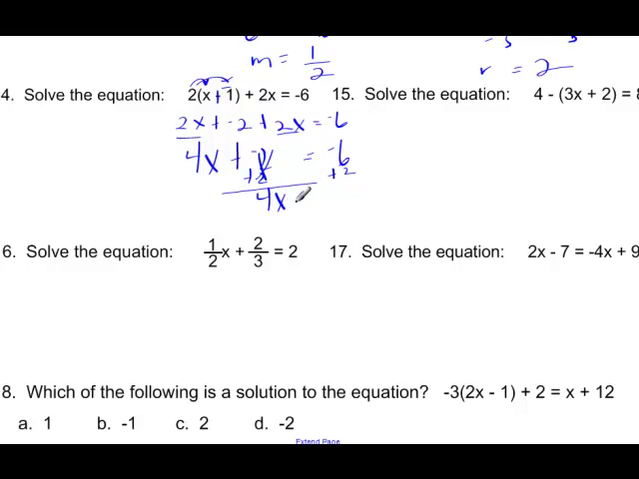Easy stuff. Negative 4, right? Divide by 4. So what's a negative divided by positive? Negative 1.